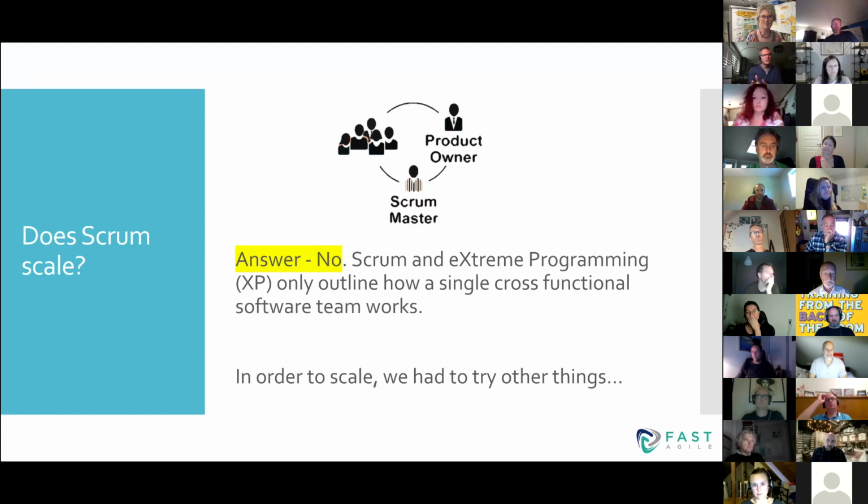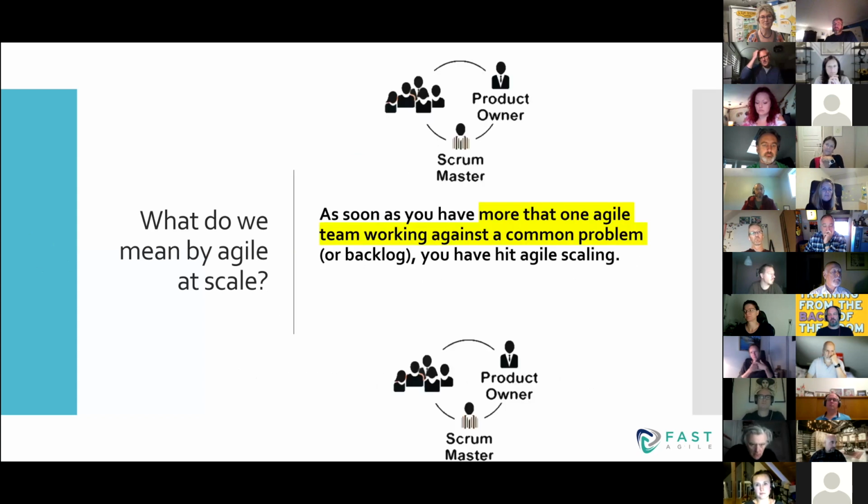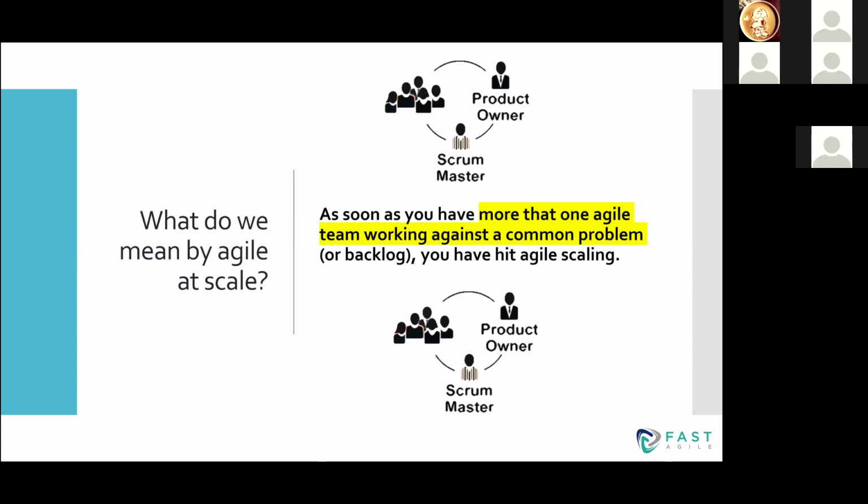So my first question is, does Scrum scale? And I would say no. Scrum and extreme programming only outline how a single cross-functional team works. In order to scale, we have to try other things. So in the early days of Agile, that was the big question: how do we scale this? Because we knew it was working at the team level, but we didn't yet know how to scale it. So what do we actually mean by scale? Here's my answer. As soon as you have more than one team working against a common problem or backlog, you've hit Agile scaling.